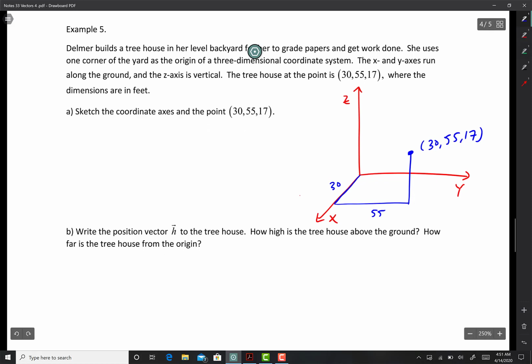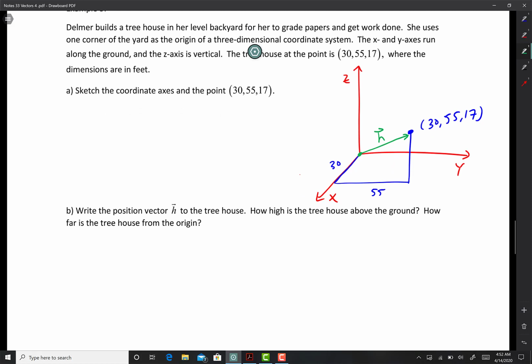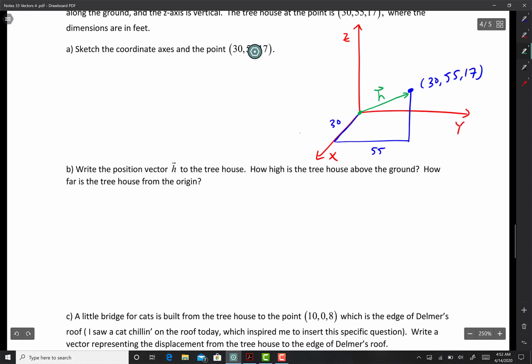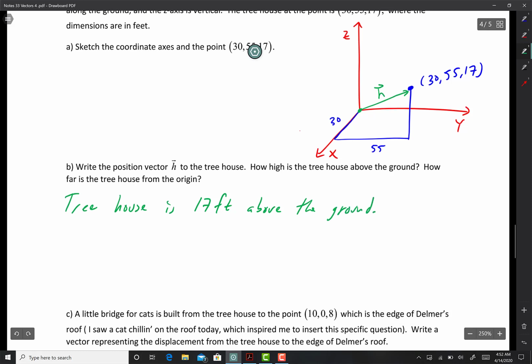Okay, position vector, let's do it in green. So here's your position vector, and we're going to call that h with a little hat on it. How high is the treehouse above the ground? Well, the xy plane is the ground, so that means you're 17 feet high. So the treehouse is 17 feet above the ground. Yay! And then how far is the treehouse from the origin?